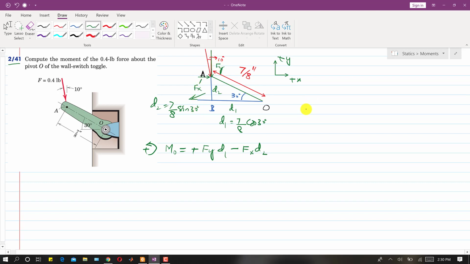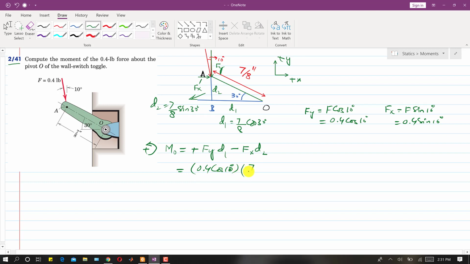Also this angle is given, so this is 10 degrees. Then f of y is the cos component, so it will be f cos of 10 degrees, where f is 0.4, so 0.4 cos of 10 degrees. And f of x is f sine of 10 degrees, so it will be 0.4 sine of 10 degrees.